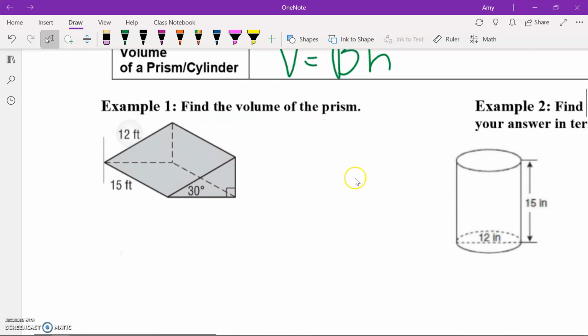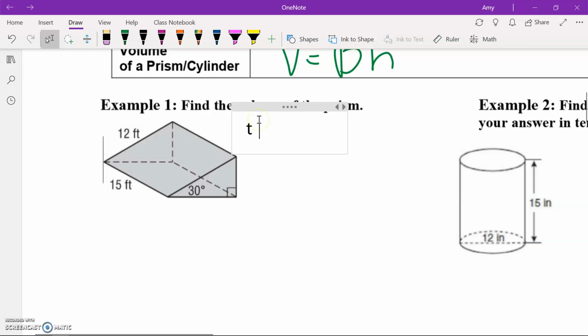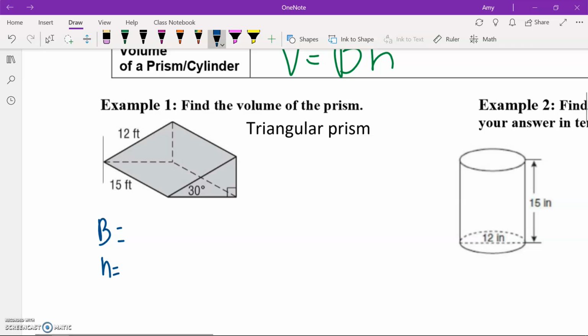So this first one, we have what we would call a triangular prism because the base is a triangle, and we are going to calculate the volume. So to do this, I need to know B and I need to know H. Well, we know that H, remember H is our distance that connects the bases. H is going to be 15 feet, but we do need to calculate B.